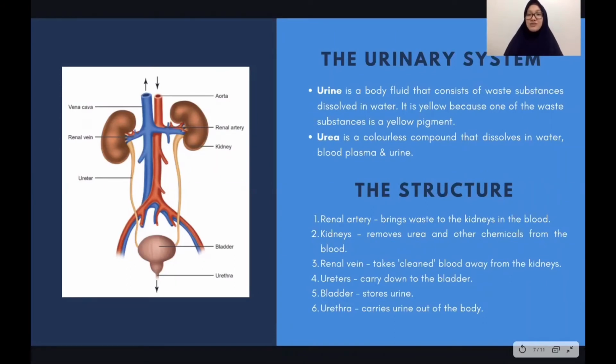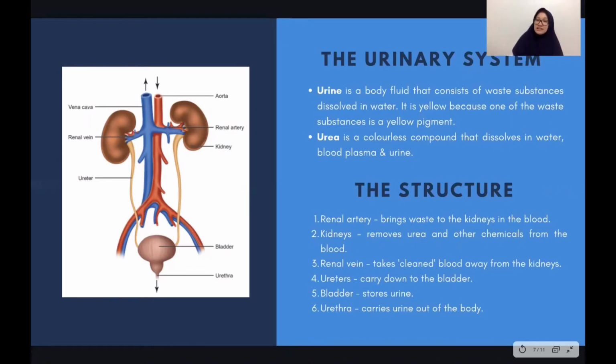So urine is a fluid in the body that consists of waste substances dissolved in water. It's yellow because of the waste pigment that is created by the body. And urea is a colorless compound that dissolves in water, blood, plasma, and urine. So urea will be filtered out later on to produce urine.